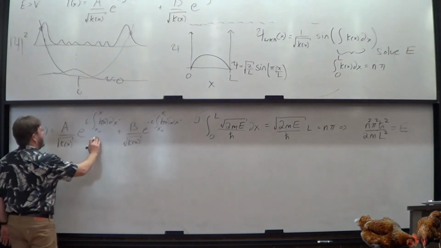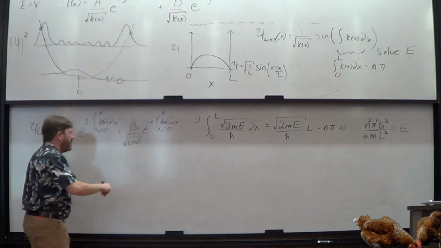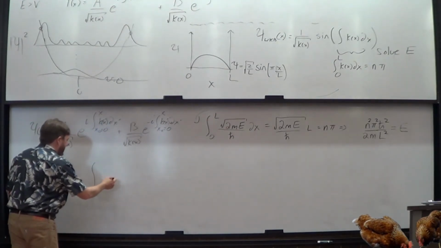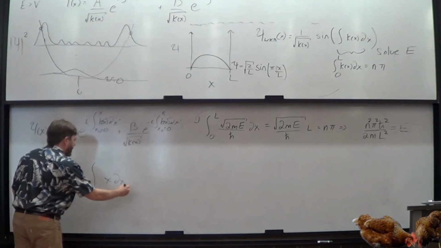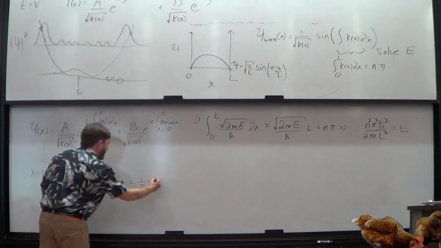I'll tell you what, make it real easy. Let's make x naught equal to 0. Okay, now let me point this out. Let's do an indefinite integral, and let's just do x. Okay, and that's 1/2 x squared, right? We agree on that.